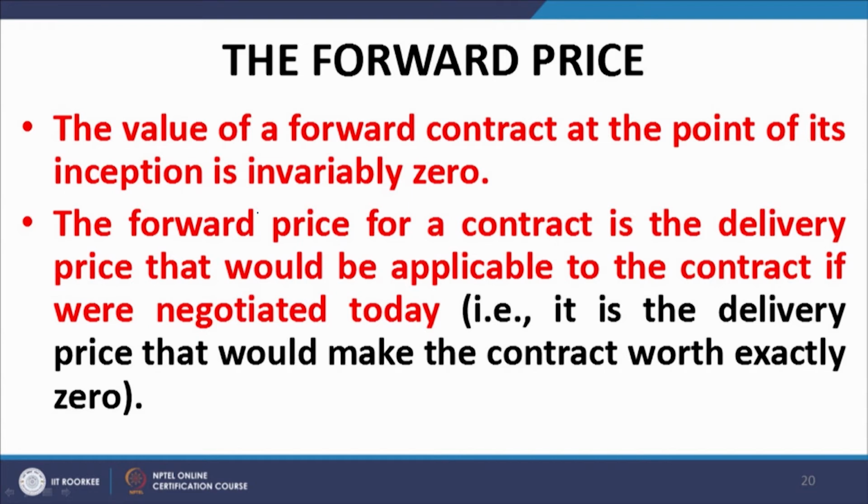The forward price. The value of a forward contract at the point of inception is invariably 0. Now, this is a fundamental principle, and the learners need to keep track of it. At the point at which the forward contract is agreed upon, not settled, it is agreed upon, it is negotiated, the value of the forward contract is taken as 0. It is scaled to 0. I repeat, at the point at which the forward contract is agreed upon, negotiated and finalized, the value of the forward contract is 0.